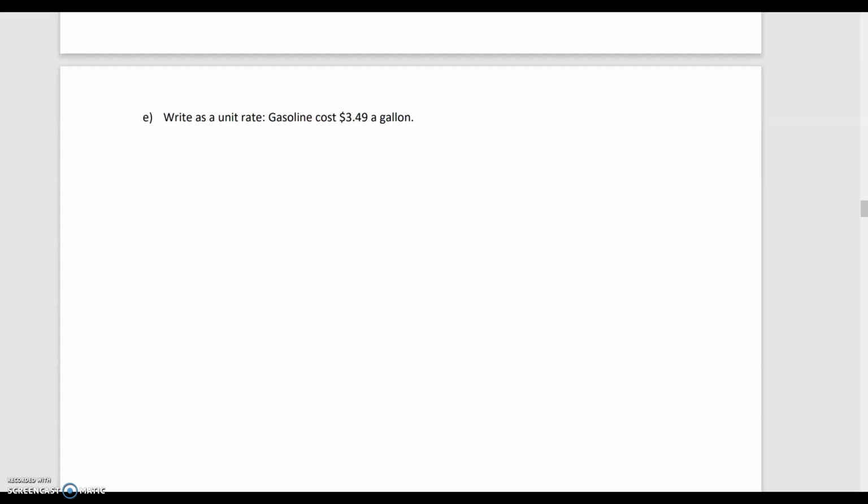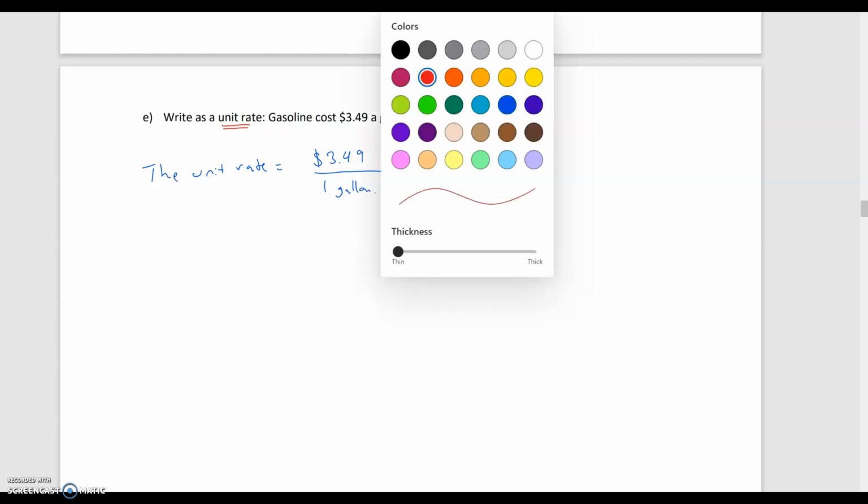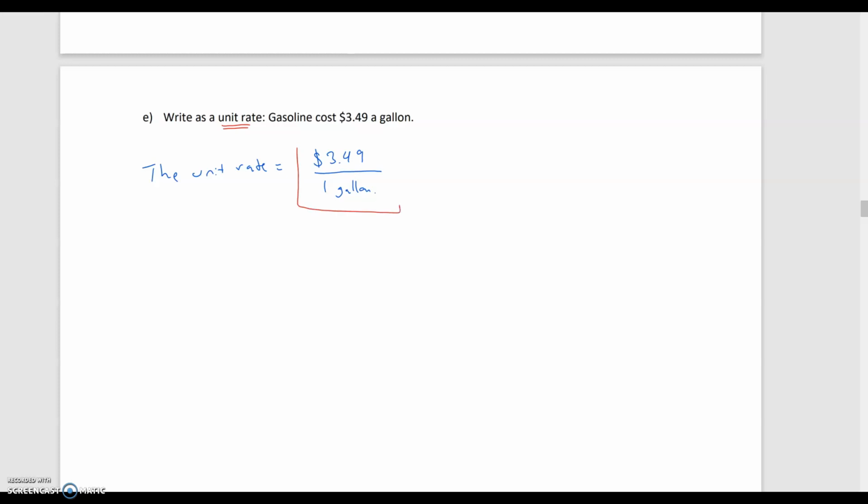Hi class, let's take a look at problem E. They want us to rewrite it with the unit rate. So in this case, there's no calculations other than to put a 1. So the unit rate is going to be equal to technically the cost of 3.49. And they mentioned here per 1 gallon, so 1 gallon in the denominator. That's actually it for problem E.